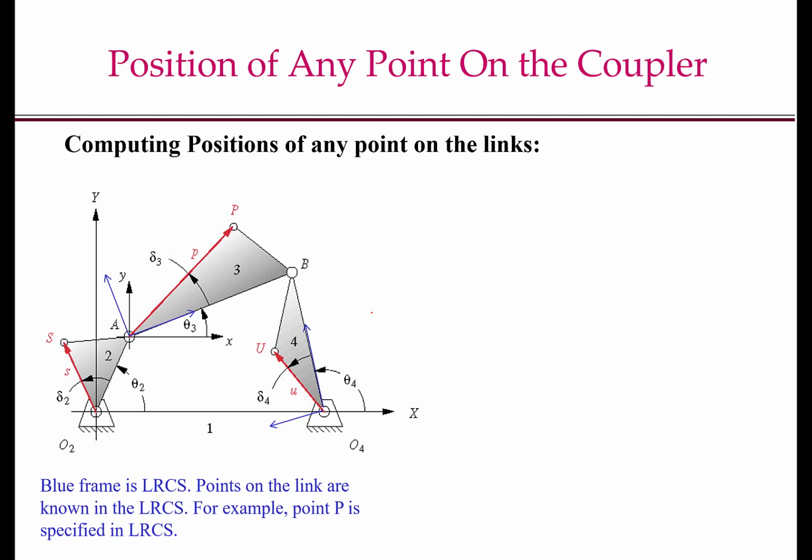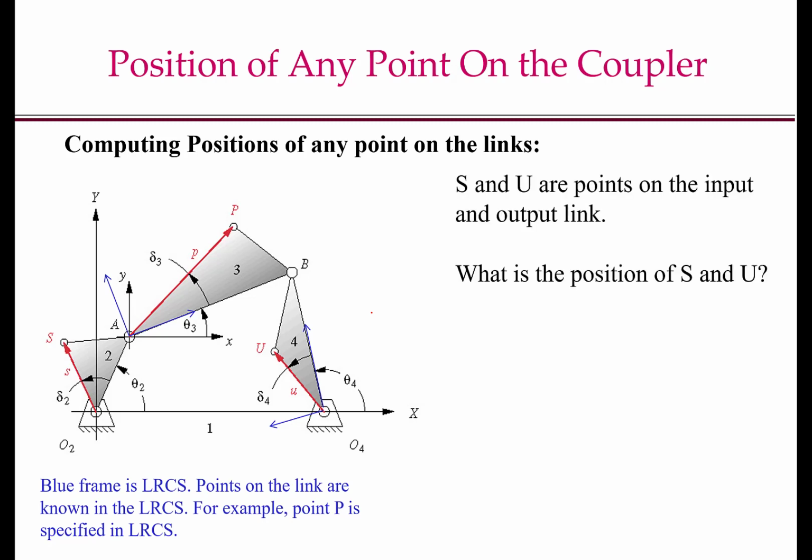In the last lecture, I claimed that once you know the angles theta 2, theta 3, and theta 4, you can compute the position of any point on any link of the mechanism. These three angles completely describe the mechanism. We will now see how we can do this.